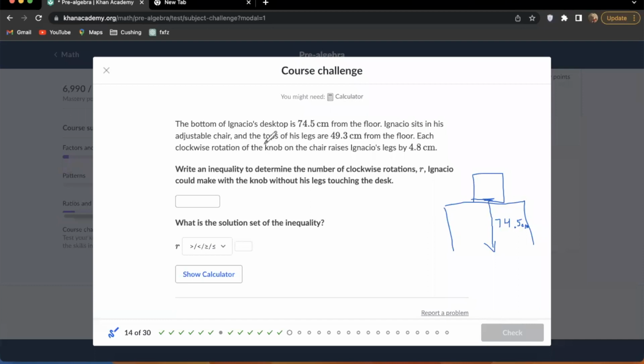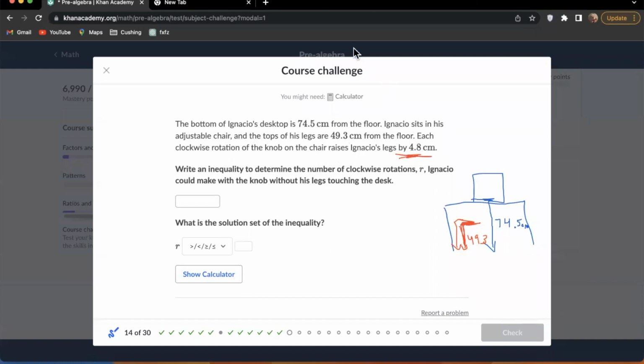Ignacio sits in his adjustable chair, and the top of his legs are 49.3 centimeters from the floor. So his legs are 49.3 centimeters, and this is the distance from his legs to the floor. You can imagine it's like from the top of his legs, maybe his knees, to the floor. Okay, cool, 49.3. Each clockwise rotation of the knob, my goodness, each clockwise rotation of the knob raises Ignacio's legs by 4.8 centimeters.